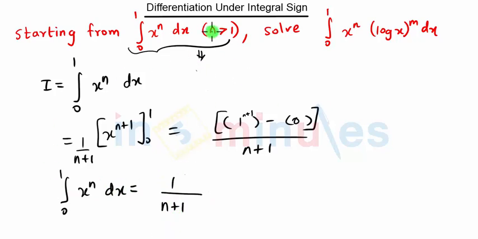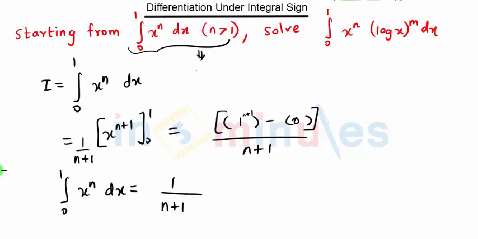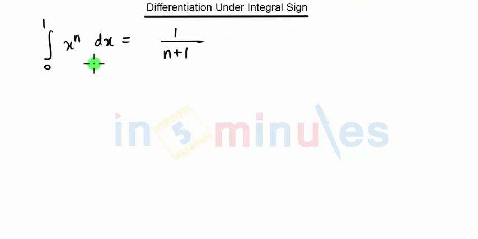We have solved this integration and we got this value. So consider this value: integration 0 to 1 x raised to n dx equal to 1 upon n plus 1. Now we have to solve for this term by using this term. So we have to find the value of this integration by using this. So how to find that? Let's say here we have constant n. So we will take DUIS with respect to n.